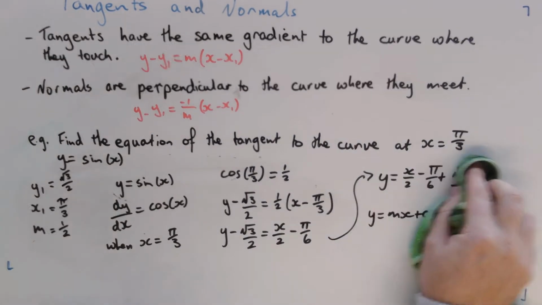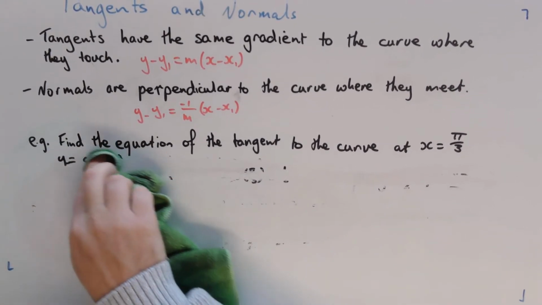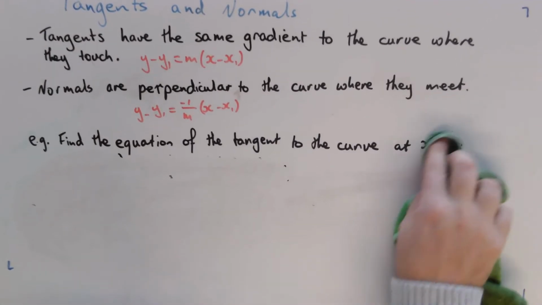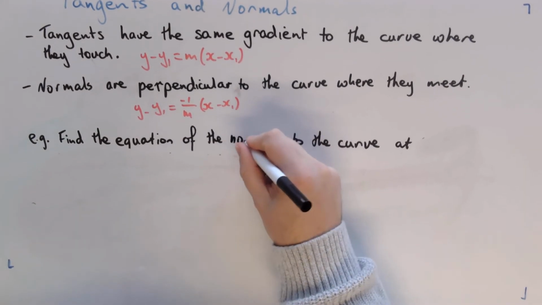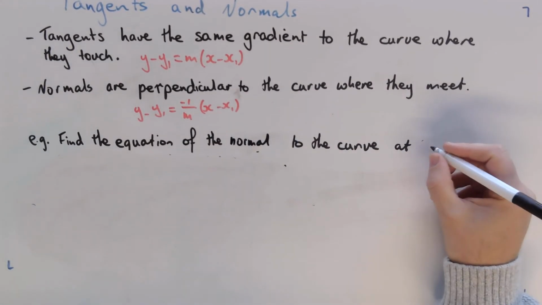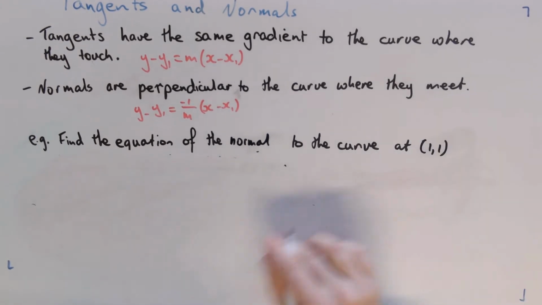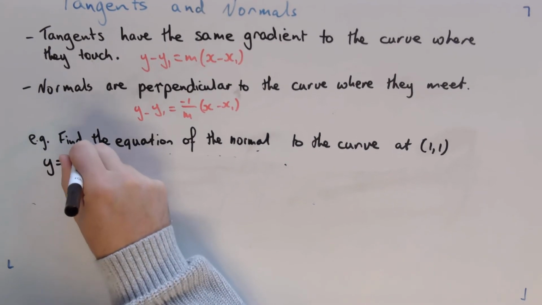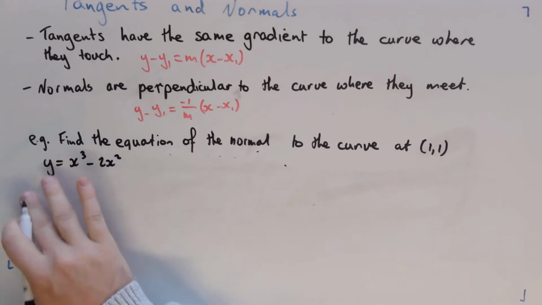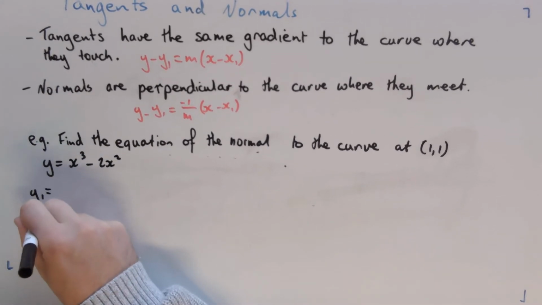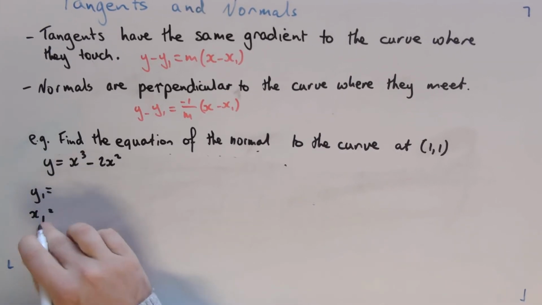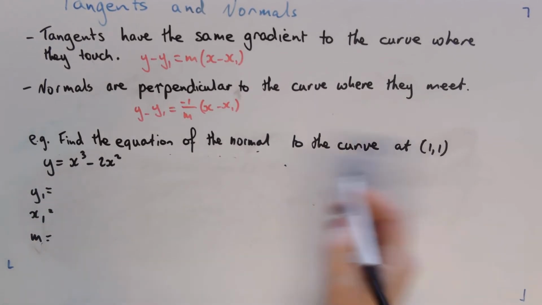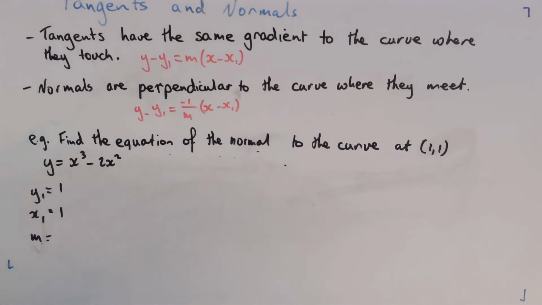I've got one more example to do. This time we're going to be looking for our normal. Equation of the normal this time, at the point 1, 1, and our equation is y equals x cubed take 2x squared. This time we're actually told two things, we're told y1 and x1. So y1 and x1 are both 1. This time we just need to find our gradient m.